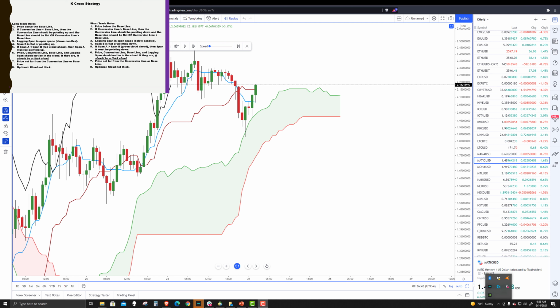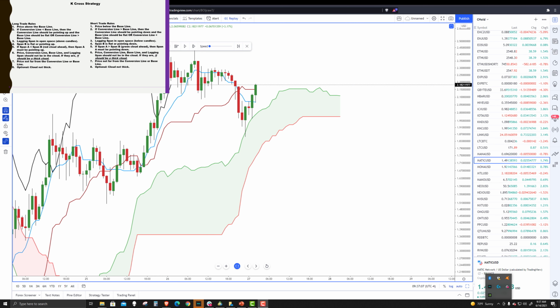Preferably span A is above B, but if it's not, then span B is flat and span A is sloping lower. And then we don't want the baseline, conversion line, price, or the lagging span in a cloud. But if they are, it should be a thick cloud. And then we don't want price far from the conversion line or baseline. So that's normal. Okay, now moving forward.